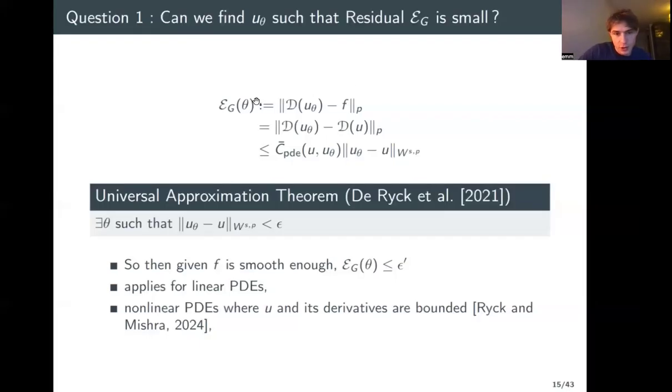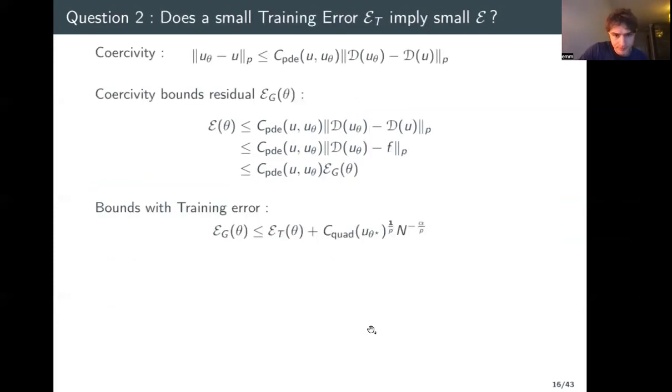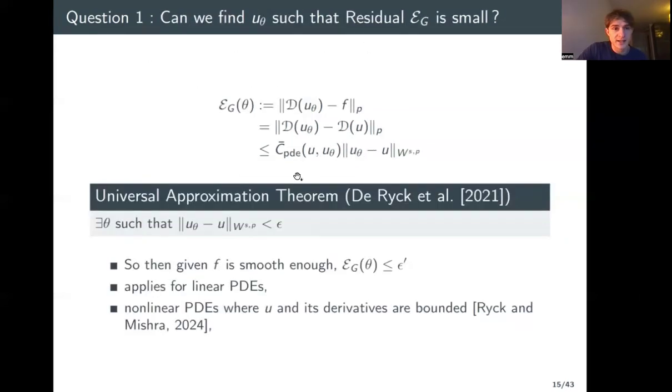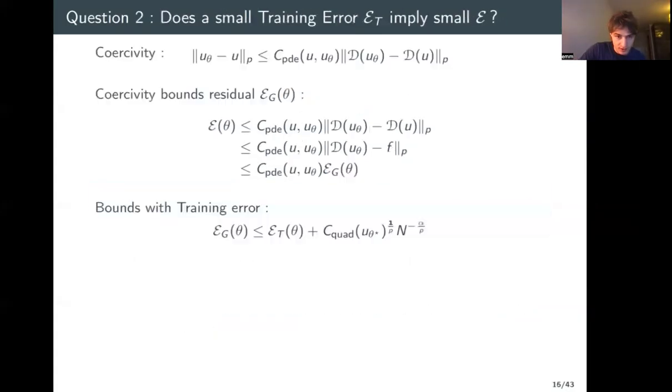So okay, this coercivity bound applies quite generally. It specifically applies for linear PDEs, but also nonlinear PDEs in cases where U and its derivatives are bounded, and this was proven by Tim and Sid in 2024. Okay, so here we answered our first question. It's actually possible to find a U theta that is close, such that the residual error is small. So that's something that's already nice.